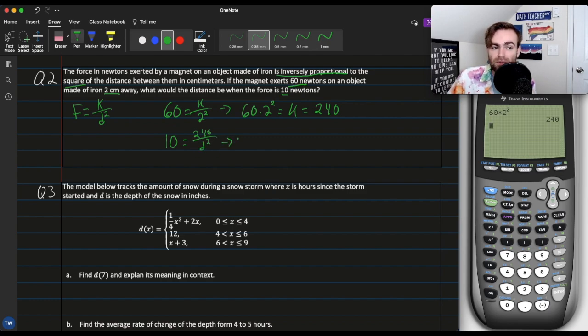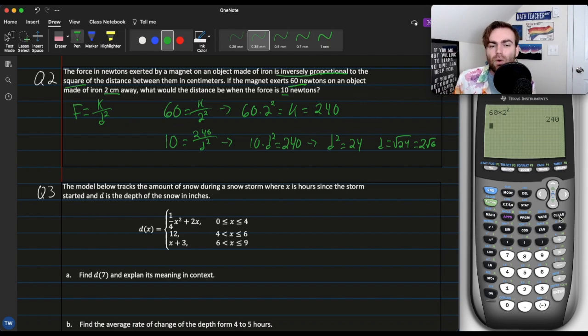So we can rewrite this. 10 times d squared is equal to 240, or d squared is equal to 24. So d is equal to the square root of 24, which we can reduce in itself. 24 is made of 4 times 6, so that would be 2 square root of 6 if we wanted to be precise, or mathematically simplified as we can.